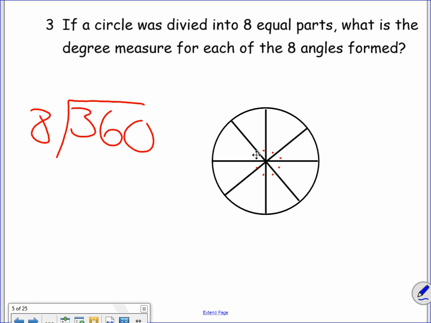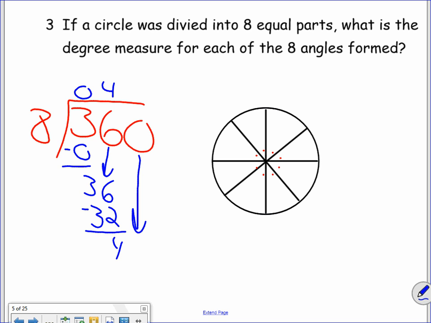8 goes into 3 0 times. We have a 0. Go ahead and subtract. We've got a 3. We bring down the 6. 8 goes into 36 4 times, because 4 times 8 equals 32. I'm going to go ahead and subtract. Bring down the 0. 8 can go into 40 how many times? It goes in 5 times. 8 times 5 is 40. I'm going to subtract. I have 0, so I don't have to carry on with the decimal. So what this is saying is each one of these angles is 45 degrees.